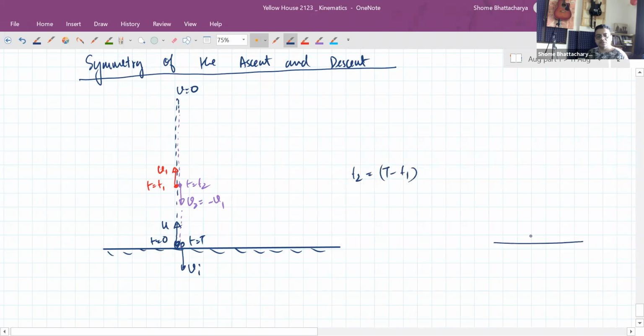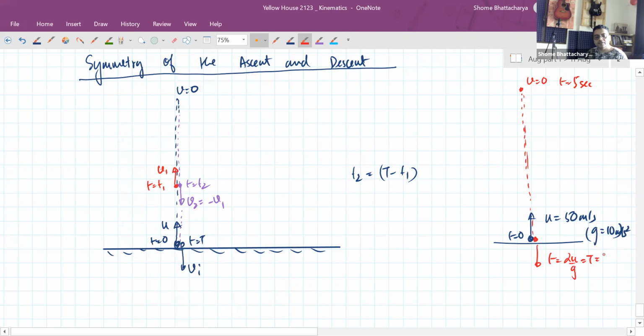So basically what I'm trying to say, suppose we have a situation where we project something at, let's say, 50 meters per second. We are taking g as 10 meters per second square at time t equal to 0. So now you can easily calculate that it reaches the highest point, u by g, at a time of 5 seconds. And then it comes back to ground at a time of 2u by g, which is your capital T, that is 10 seconds.